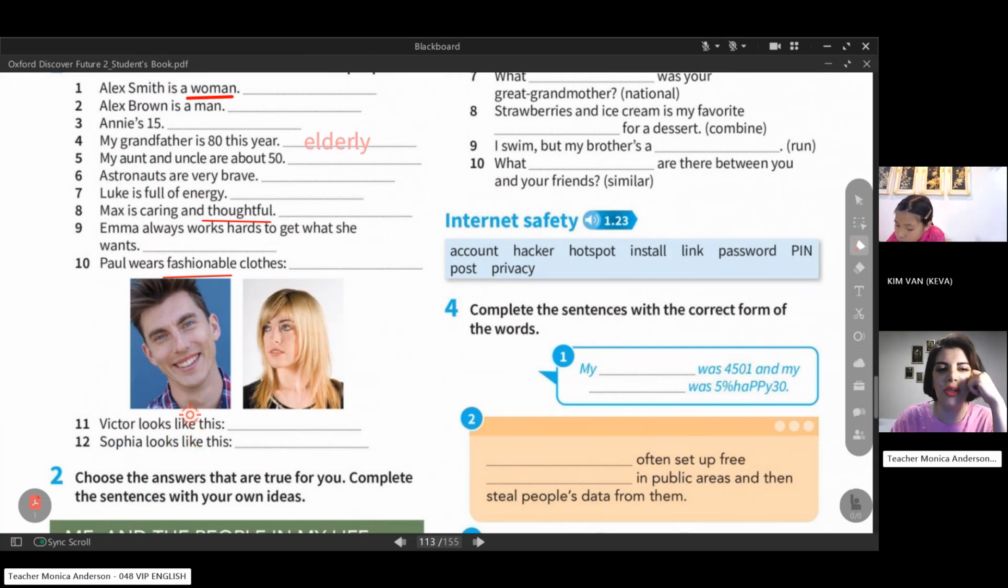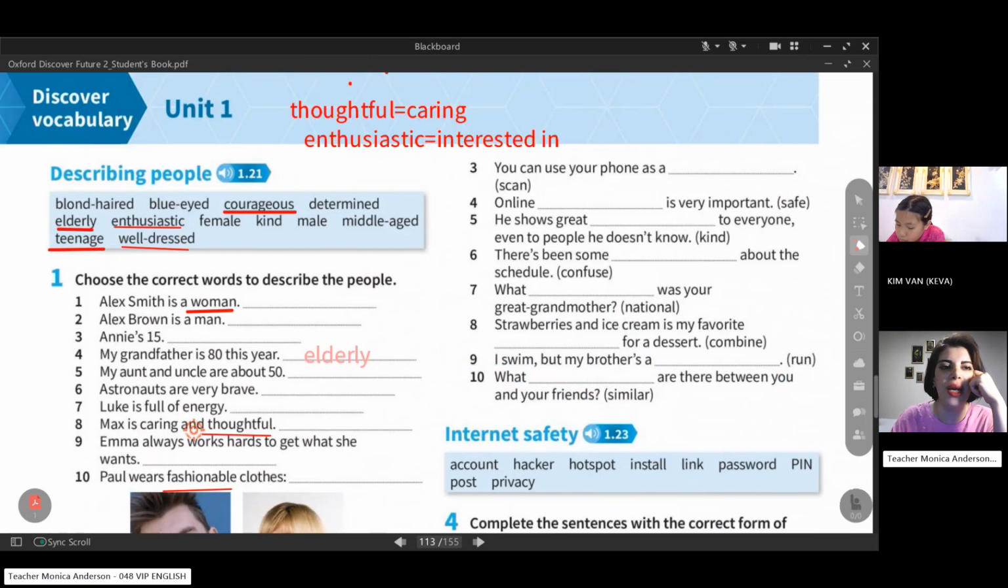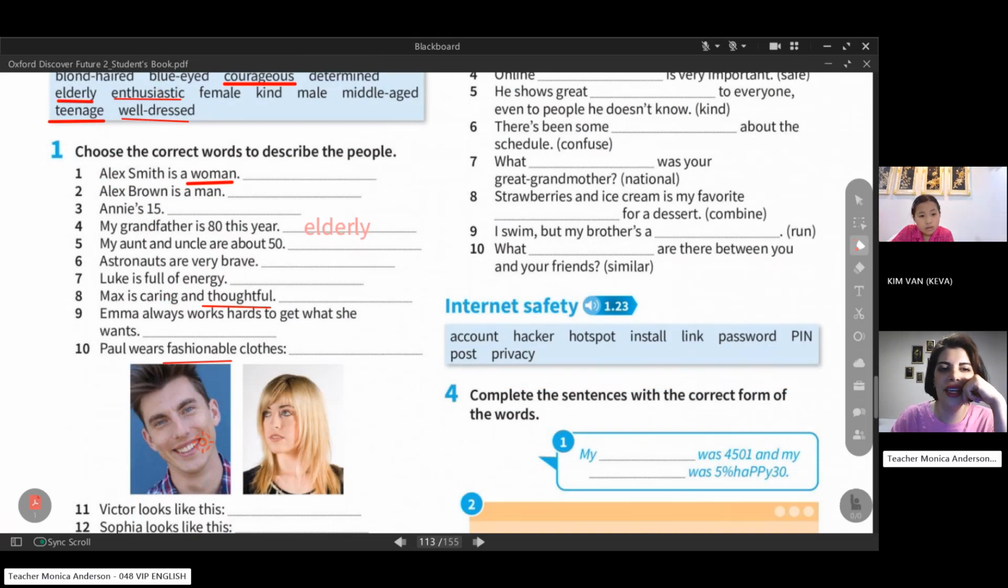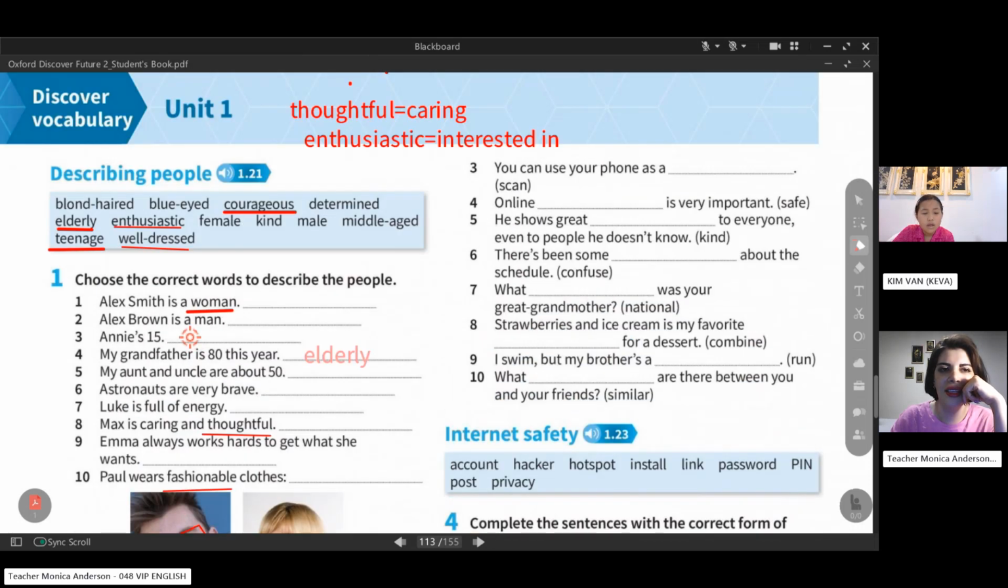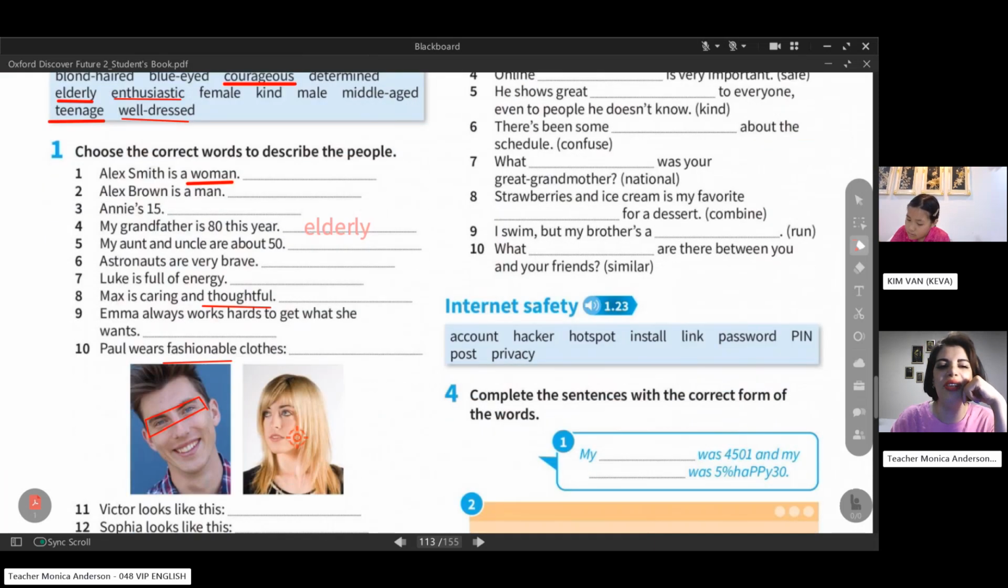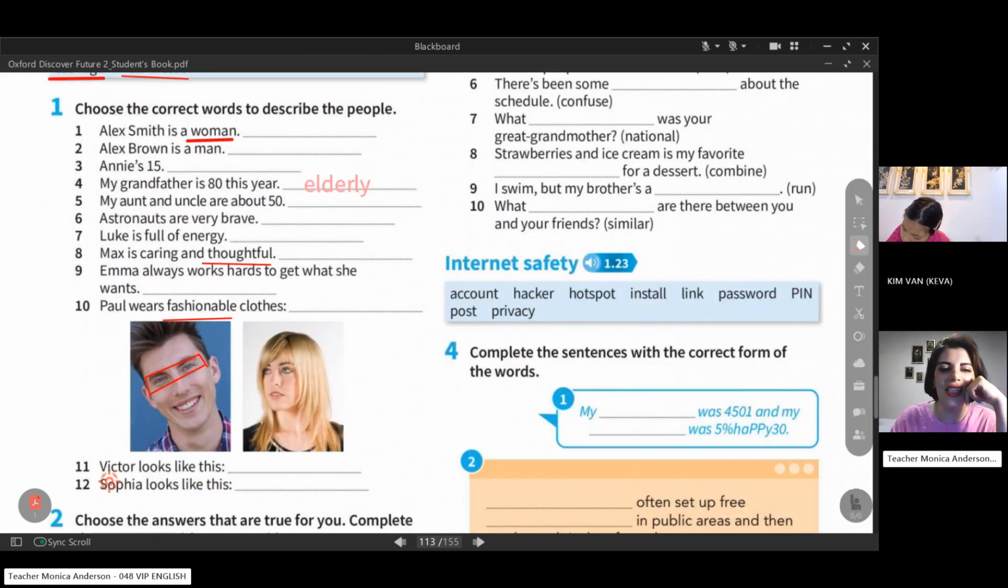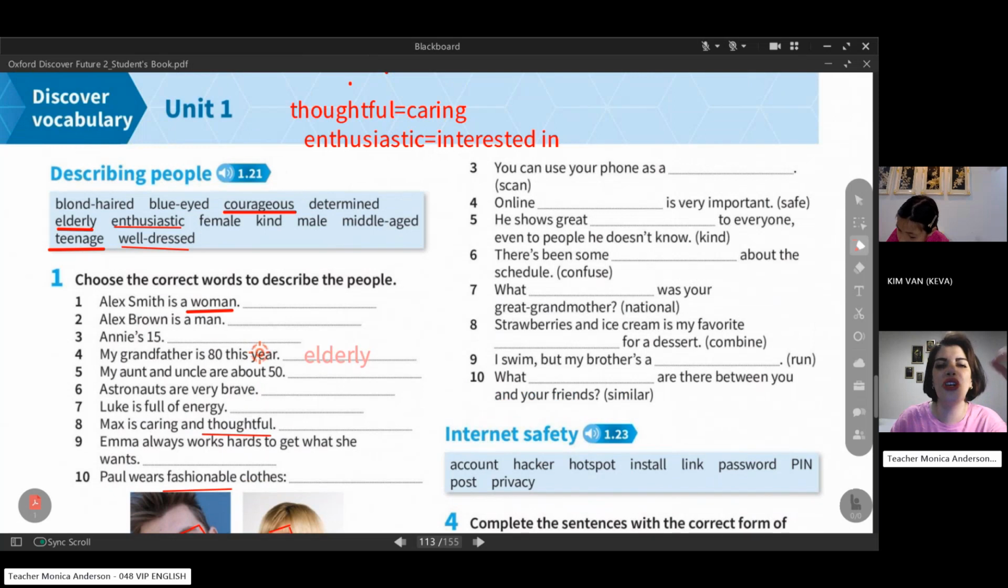Victor looks like this picture. So let's see. Victor is, well, blue eyes. Yeah, blue-eyed. And Sophia looks like this. Blonde hair. Yeah, blonde-haired. Very good, blonde hair.